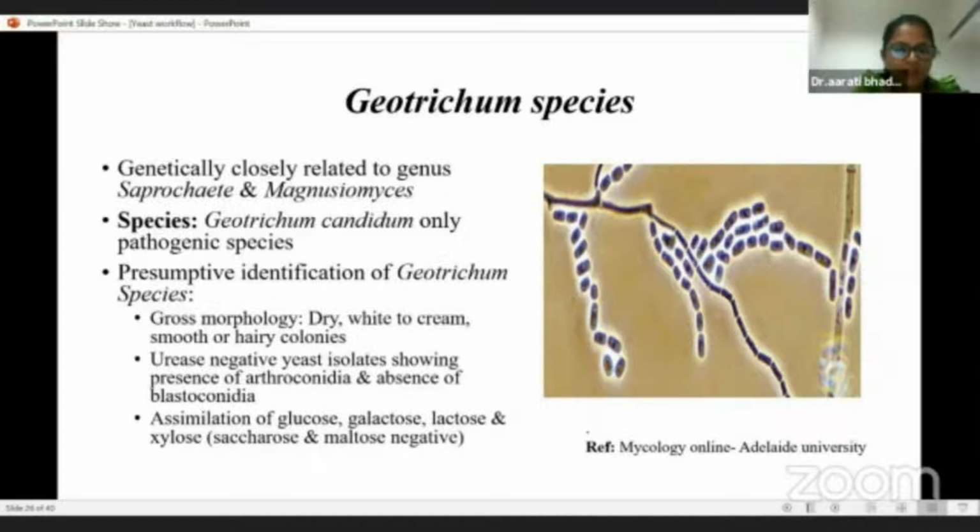So the presumptive identification for this will be by gross morphology. It will be forming dry, white to cream, smooth or hairy colonies. Then it will be urease negative, but it will be having the presence of arthroconidia and absence of blastoconidia. In the carbohydrate sugar fermentation tests or assimilation test, actually, assimilation of glucose, galactose, lactose, and xylose will be there, but saccharose and maltose will be negative.